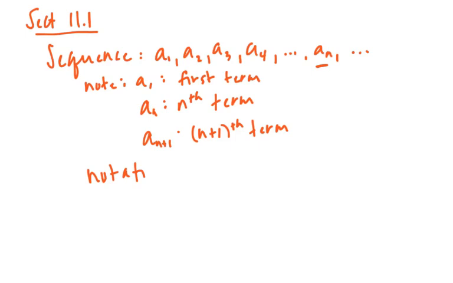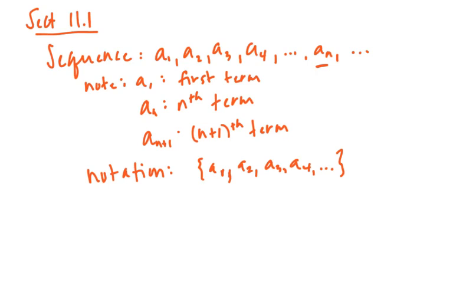Notation-wise, we have A sub 1, A sub 2, A sub 3, A sub 4, ... And the dots just mean continuing in the same pattern. You need at least, I would say usually 3, maybe 4 terms in order to establish notation. Just be sure your A sub 1 comma looks like a comma, not A11.